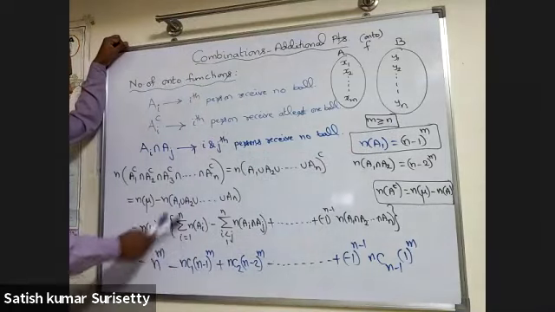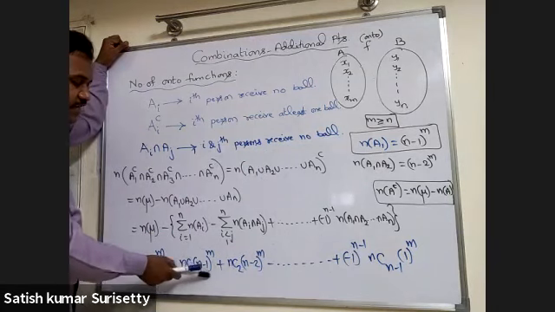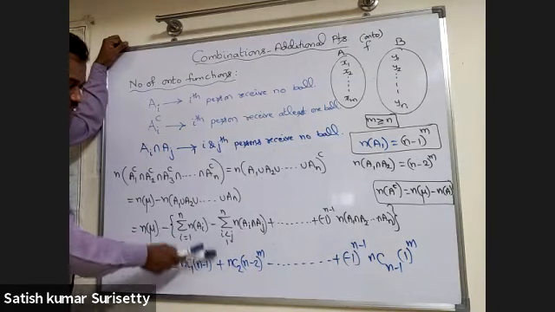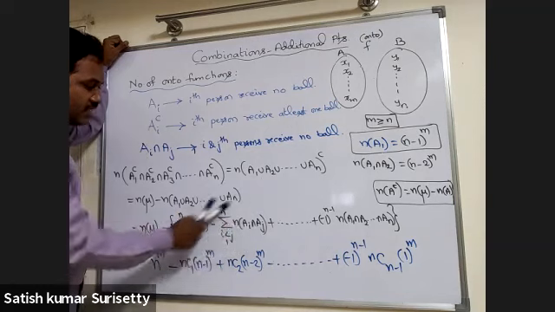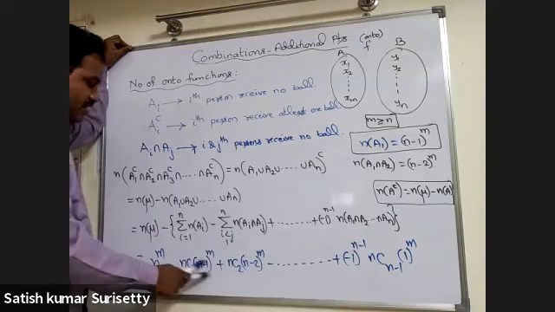And this sigma contains n terms, one at a time we are taking. That's why it is nC1 (n minus 1) to the power of m. Minus of minus, plus. Now here the number of terms is nC2, that is nC2 (n minus 2) to the power of m, and so on.